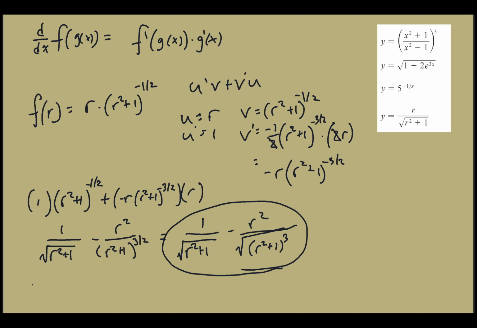So these are some more examples of using the chain rule within the product rule, within the quotient rule, exponential, and even the natural log rule popped up in this one. I'm going to try some more complex ones in the next video.